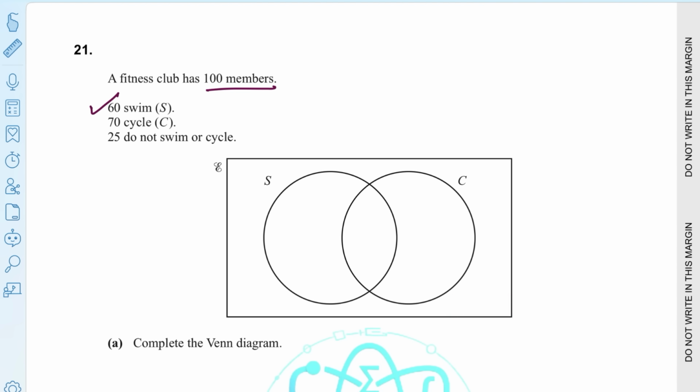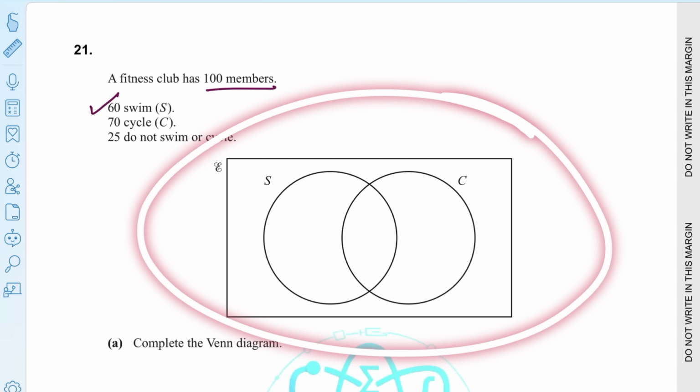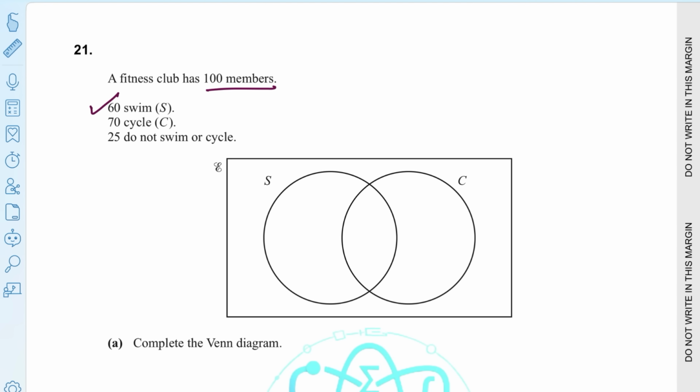So basically, this Venn diagram has been categorized into four parts: 1, 2, 3, and 4, right? As per the question, outside we have 25. So remaining how much? 100 minus 25, that equals to, I think it will be 75. Is it? Yes, 75. So what does it mean? It means this plus this plus this will be 75.